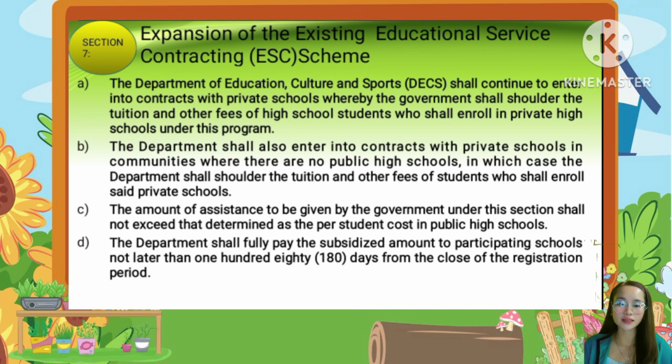In paragraph B, the department shall also enter into contracts with private schools in communities where there are no public high schools, in which case the department shall shoulder the tuition and other fees of students who shall enroll in said private schools. In paragraph C, the amount of assistance to be given by the government under this section shall not exceed that determined as the per student cost in public high school. In paragraph D, the department shall fully pay the subsidized amount to participating schools not later than 180 days from the close of the registration period.